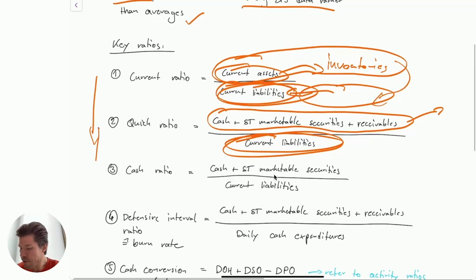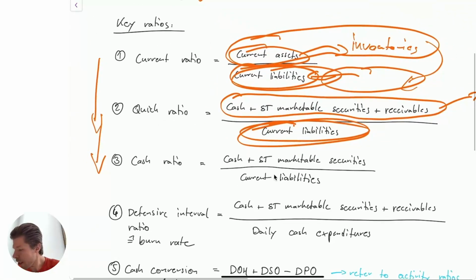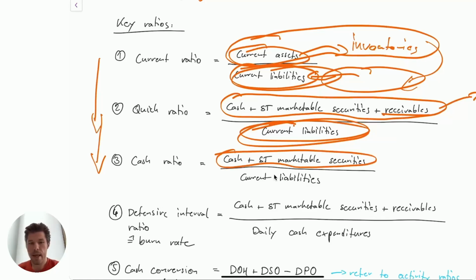Then the last one is even more conservative, the cash ratio. Here we even exclude receivables and inventory. So here we only look at the most liquid assets. Cash is already converted into cash. Short-term marketable securities are assumed to be very fast to be converted into cash, which we can use again to pay our current liabilities.